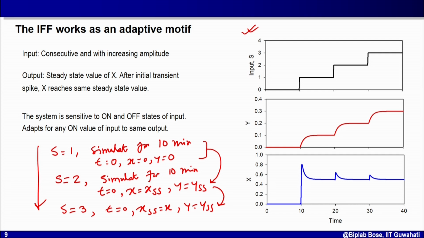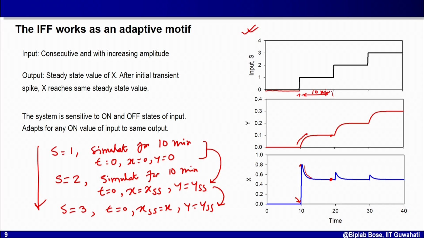So you can see initially s, the input signal, was 0, basal level. Here at the 10th minute I have increased s equal to 1. So s equal to 1 here and kept it for the next 10 minutes. So this is my 10 minute. So when I have given this pulse of s equal to 1, I got a sudden rise of x up to this spike point, and then it falls and reaches the steady state. Similarly here y increases and reaches a steady state here.